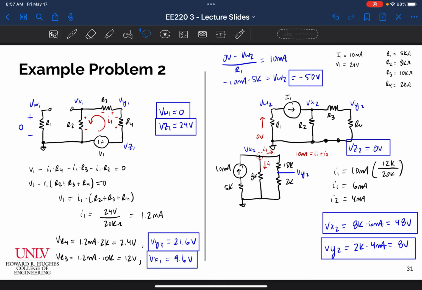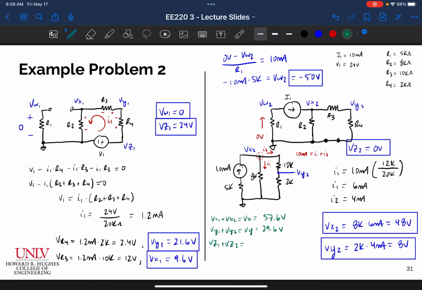All right, so we have all of our voltages. Now we just need to add them to get our final results. It looks like I don't have that much room, so let me use another color to distinguish. VX1 plus VX2 is equal to VX. VX1 was 9.6 and VX2 is 48, so that comes out to 57.6 volts. VY1 plus VY2 is 8 plus 21.6, which comes out to 29.6 volts.